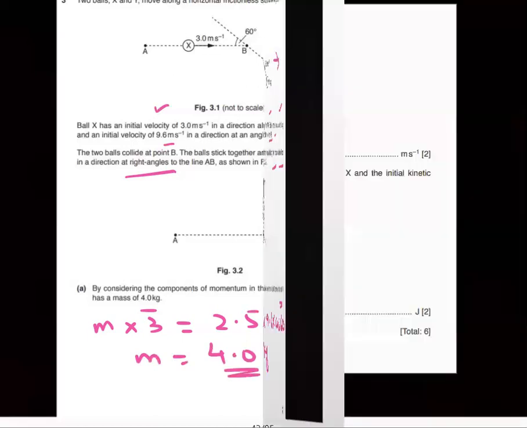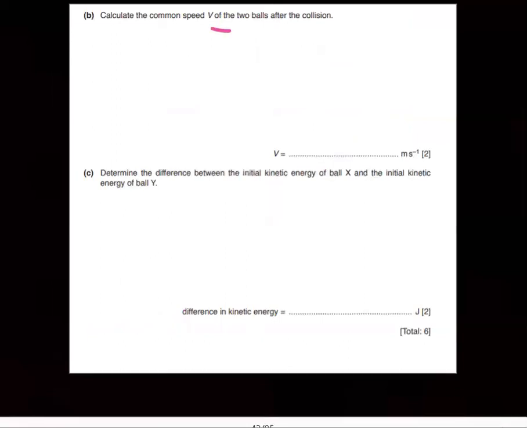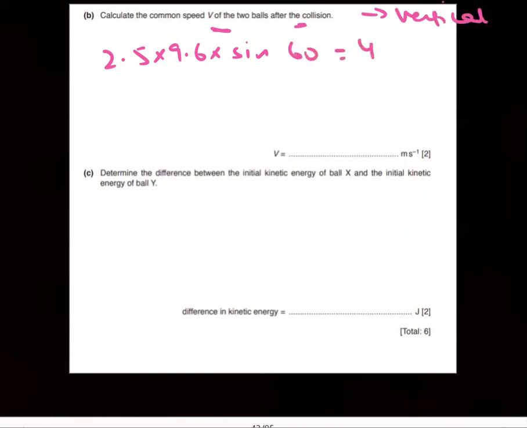Okay. Next part: calculate the common velocity of the two particles after collision, right? So after collision, what has happened? Since they have collided, after collision there would be the vertical component, right? Sin 60 is equal to combined masses into combined V. So we are getting a velocity of 3.2 meters per second.